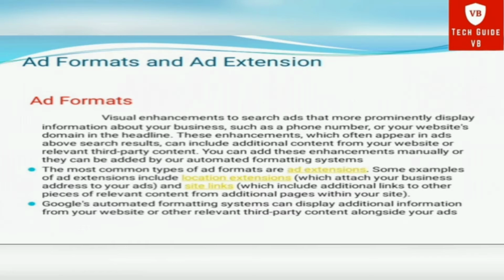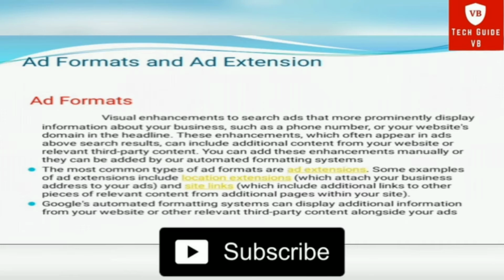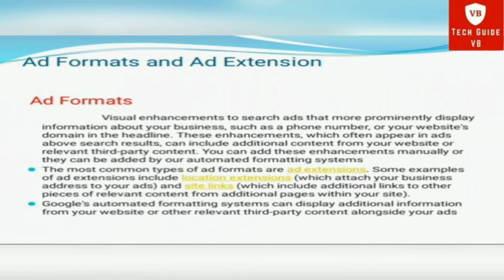The most common type of ad format are ad extensions. Examples of ad extensions include local extensions and site links. Google's automated formatting system can display additional information from your website or other relevant third-party content alongside your ad. Google's automated system can also highlight relevant information in your ad to help people find your business more easily.